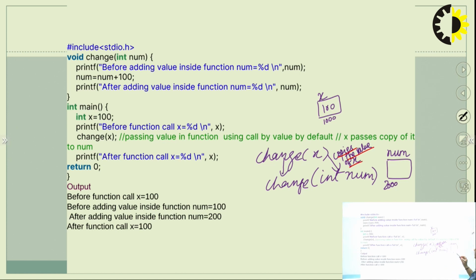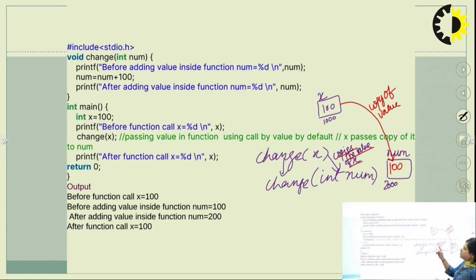So from here we can also visualize it as this x is passing the copy of its value. So the x actual parameter is passing the copy of the value inside it. So what is the value of x? 100. So x there is also 100, and to formal parameter num it is also passing. It created the duplicate copy of this x variable, that is 100, and that is stored in num now.